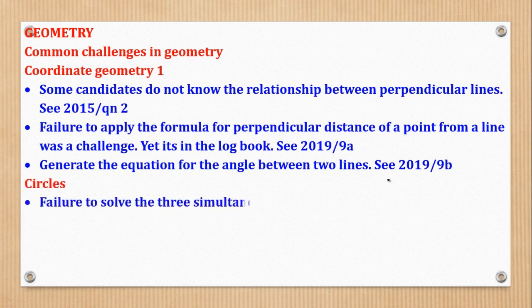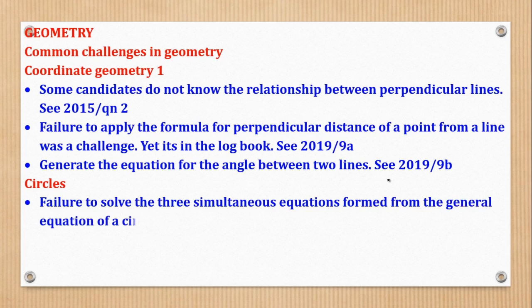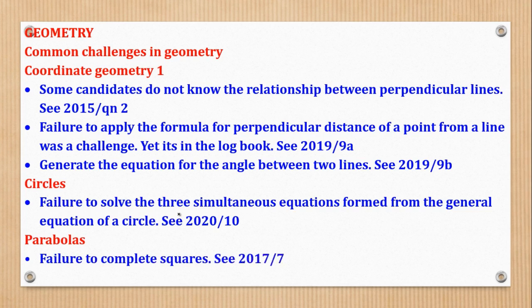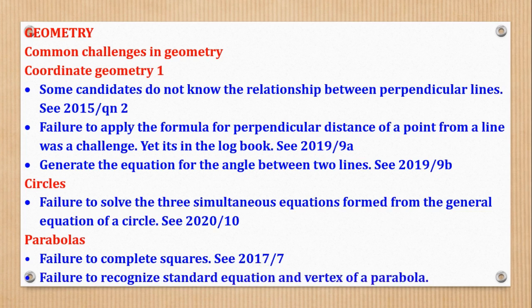For circles, the challenge is solving simultaneous equations. Some students lost marks here because they couldn't solve the equations simultaneously. For parabolas, it is failure to complete squares. Completing the square is needed in Math 1, so you have to know it by all means. Some students this year lost marks because of that. Another is failure to recognize the standard equation and vertex of a parabola.